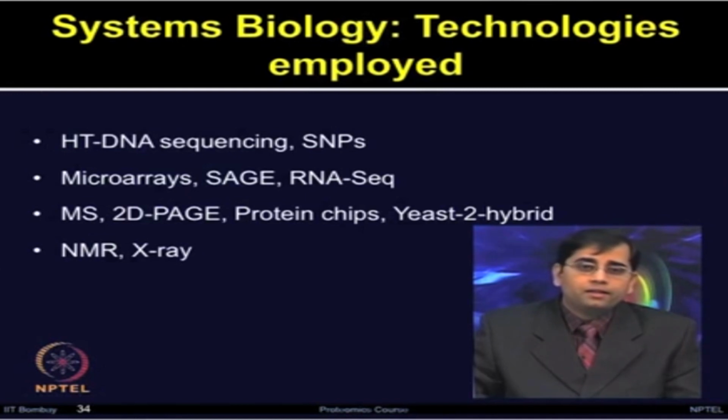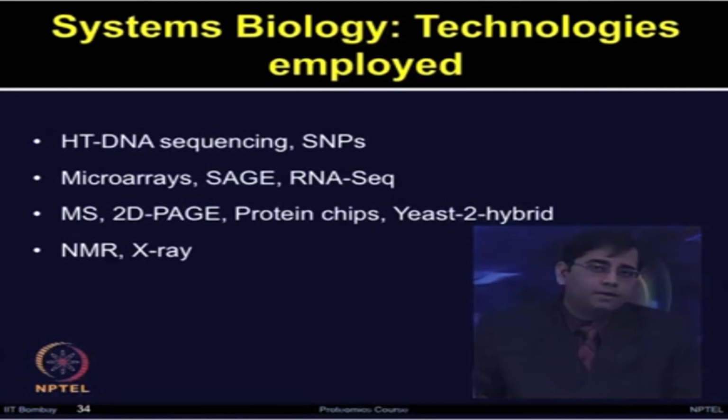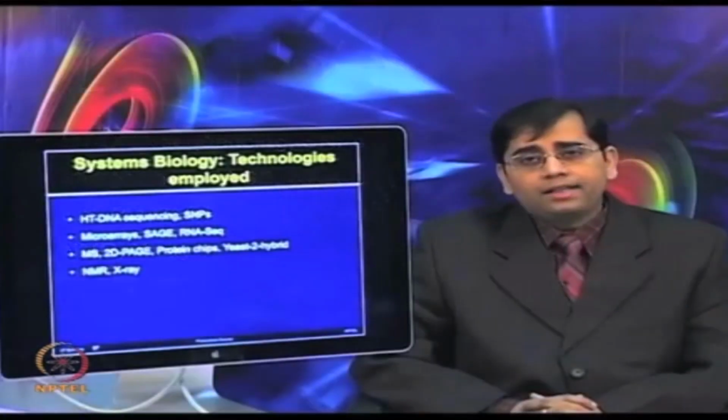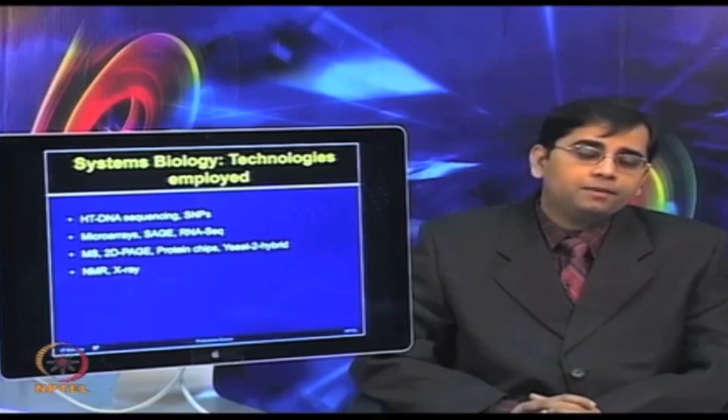For genomics, the high throughput DNA sequencing methodologies, mutation detection using SNP methods. For transcriptomics, the transcript measurement can include serial analysis of gene expression, SAGE, gene chips, microarrays and RNA sequencing. For proteomics, mass spectrometry, two-dimensional electrophoresis, protein chips, yeast-2 hybrids. X-ray NMR is mainly employed for the metabolic analysis, the metabolomics.